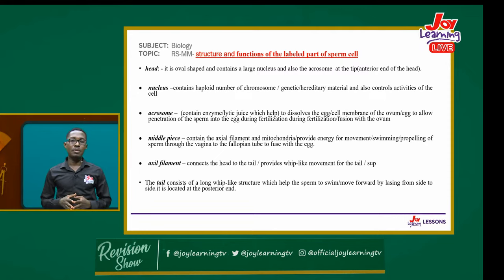Then we saw a place called the middle piece. It is the portion that contains the mitochondria. The job of the mitochondria, we say, is to be the powerhouse, supplying energy for the sperm to be able to move. Now, in a few exams, they may look for the axial filament. It connects the head and the tail together and contributes to the whip-like movement of the tail. And as we said, the tail itself moves left and right, whipping the watery medium to help propel the sperm through the cervix and the urethra, where it has to go to meet the egg.